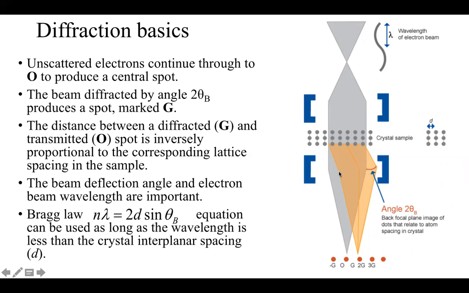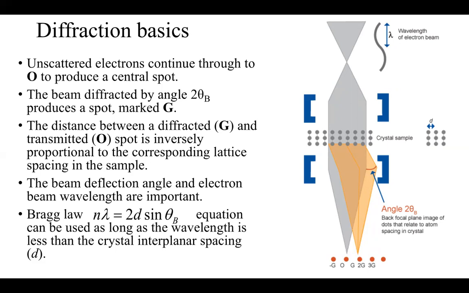Here, this is the back focal plane image. The beam diffracted by angle 2 theta b produces a spot marked at G. So we have the G here. This should be G, this is 2G, this is 3G. The distance between the diffracted and transmitted spots is inversely proportional to the corresponding lattice spacing of the sample.